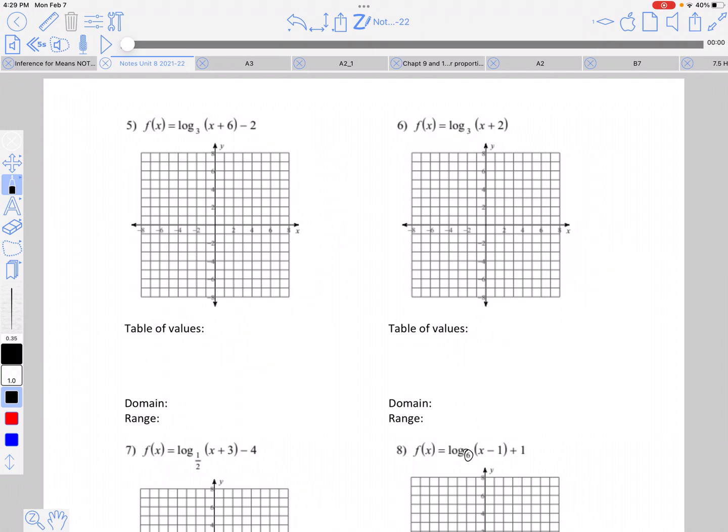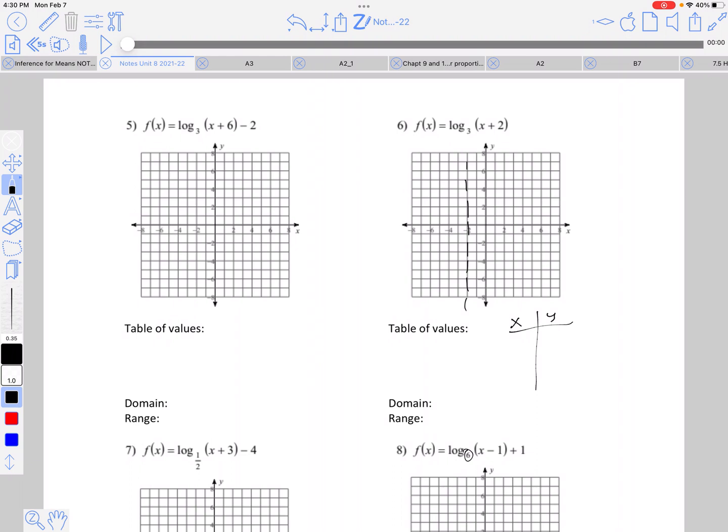Okay, so first I'm going to find my asymptote. I know it's going to be at -2 because x plus 2 has to be greater than 0. So I can't plug in a -2 or anything below that. So there's my asymptote. Now I'm going to find my table of values.